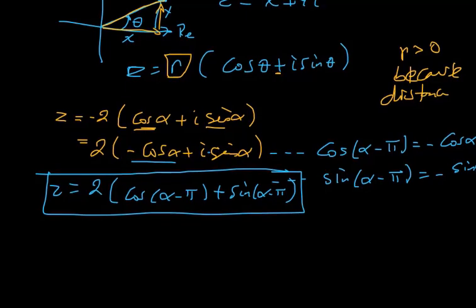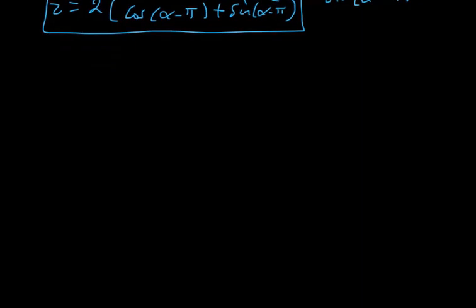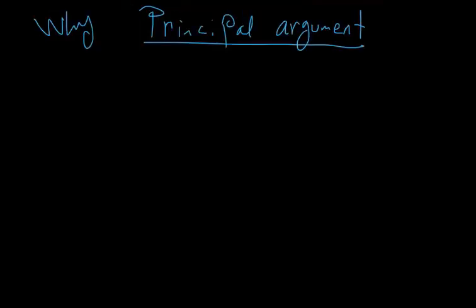Okay, let's go to polar form for non-quadrantal arguments. In the previous lesson we discussed polar form for quadrants, but in this case we are going to discuss non-quadrantal arguments. So I want you to do some questions here. Let's discuss why the principal argument, why we restrict our argument to between negative pi and pi only.